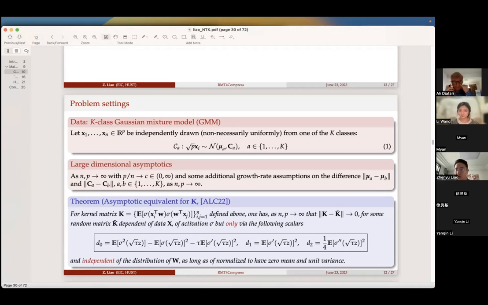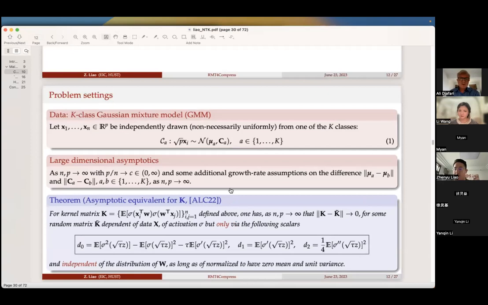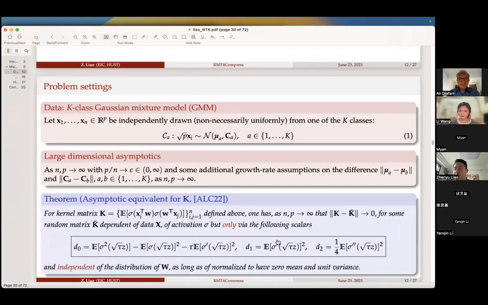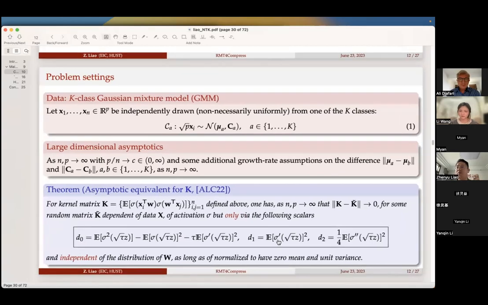And to implement this method in practice, we need to use the information from both the given neural net and also the data. So for the given neural network, at least in this simple model, we will need to use the activation function of the given neural network. This is denoted sigma. And we also need to use this parameter tau, which comes from the data.